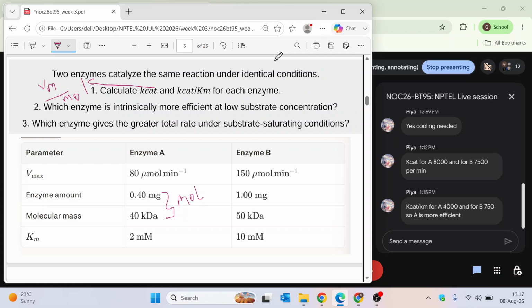Is everyone clear with how to solve question A? It's just finding the number of moles, and Vmax by that moles will give you the kcat, and kcat by km you can just divide and get this value as well. So based on this, now you know that A has a kcat value of 8000 per minute and B has 7500 per minute, and the kcat by km ratio is 4000 for enzyme A and 750 for enzyme B. So with these values, now you have to tell me which enzyme is intrinsically more efficient at low substrate concentration.